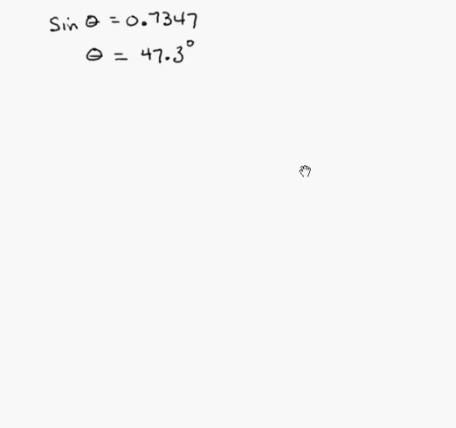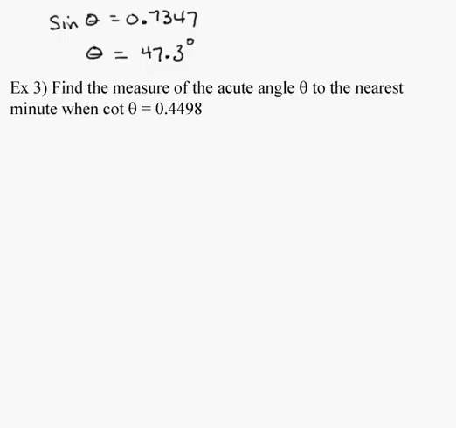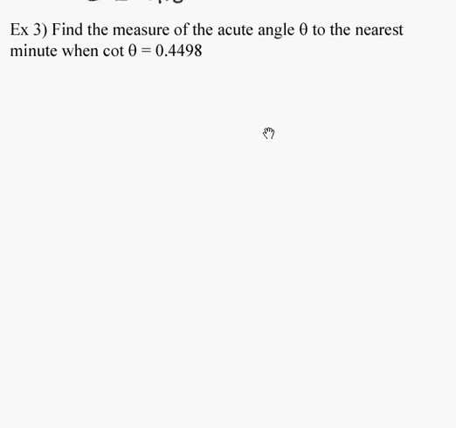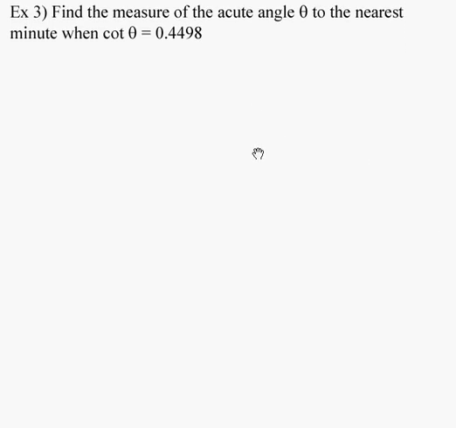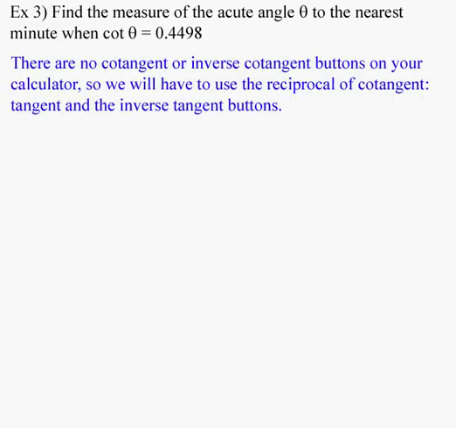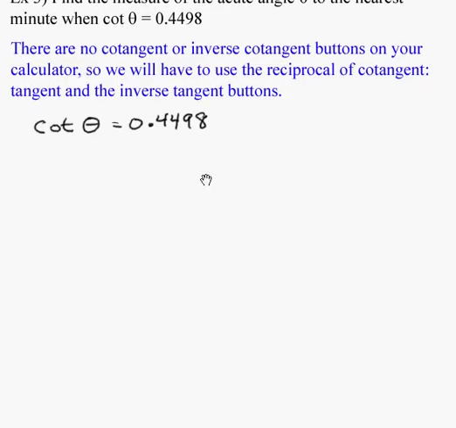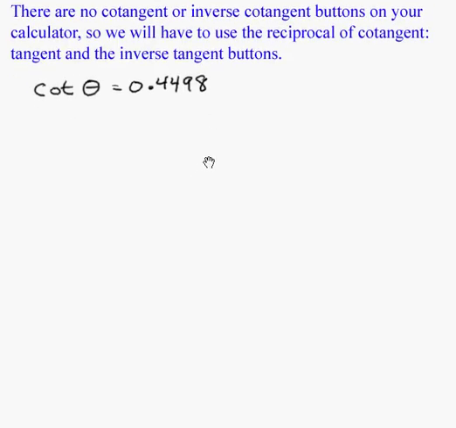So far there are 3 relationships we need to know between trig ratios. We need to know their reciprocals, we need to know their cofunctions, and now we need to be able to use their inverse functions. Here's another one. That's the inverse function. And it would be nice and easy if we could just press inverse of cotangent. But there is no cotangent button, so therefore we can't press the inverse of cotangent.